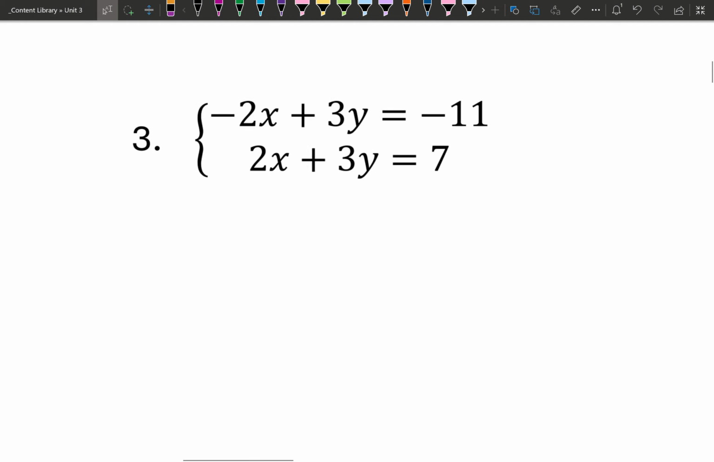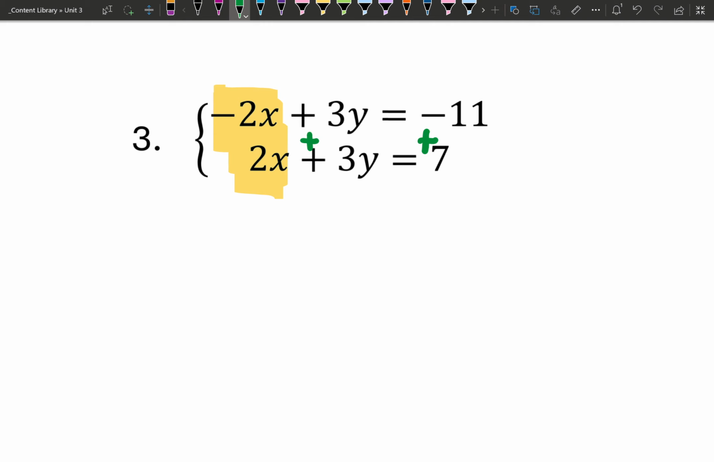Now in number 3, the first thing I notice is that x's and y's are both on the left. That's how I know it's linear combination. Now let's check it out. Do we already have opposites? And by opposites I mean we have a positive and negative version of the same number with the same letter. You can tell that we already have opposites for x. Positive 2x, negative 2x. All right, let's solve it.